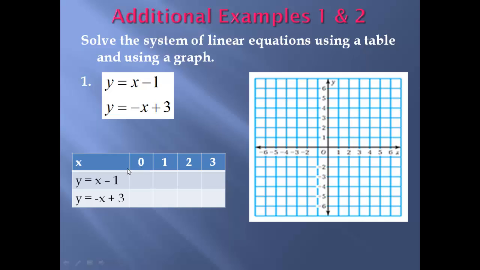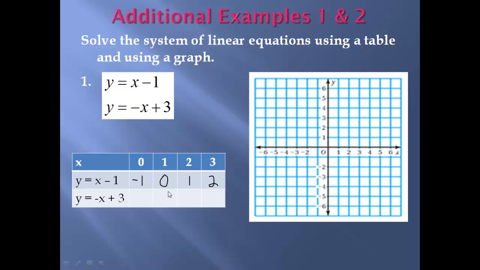If we plug in 0 for the first equation, we have 0 minus 1, which is negative 1. Now we're going to plug in 1. 1 minus 1 is 0. Next thing we'll do is plug in 2. So we have 2 minus 1, and that is 1. And then we will do 3. 3 minus 1 is 2.